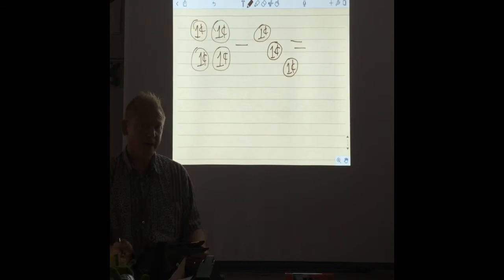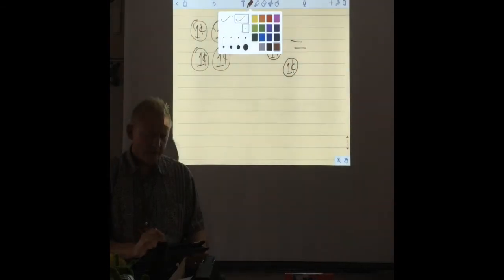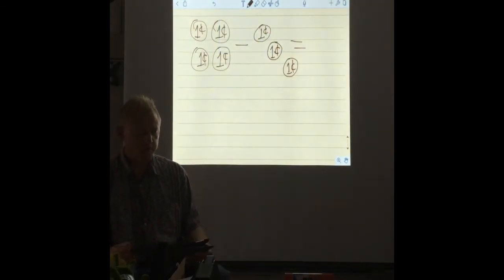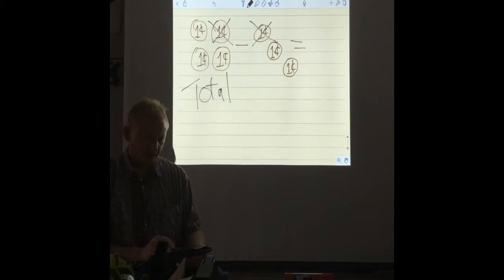It's really very easy. Let me change my color. Here we go. On subtraction problems, it all starts with a total. You have a total number, and in this case, it's 4 cents. And we're going to subtract 3 cents. I'm going to show you how that's done with the crossing out method, okay?